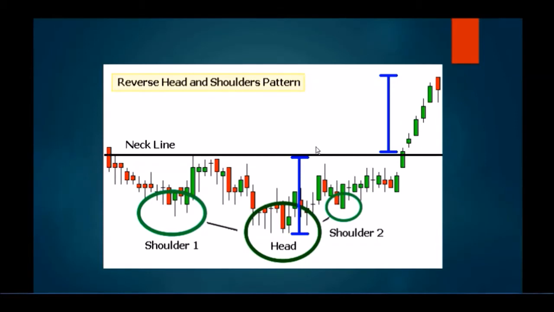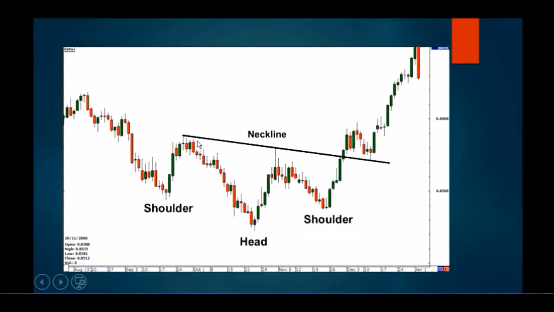Okay, let's look at another example. This is an example of kind of a tilted reverse head and shoulders. It's not always horizontal. Sometimes it can be tilted. So we have what happens here.